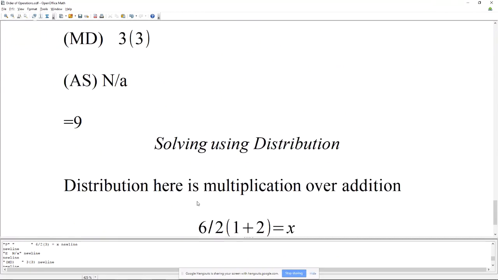Okay, so let's use multiplication over distribution, multiplication over addition.